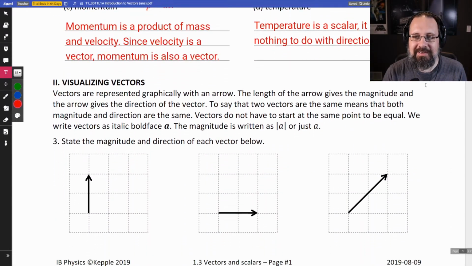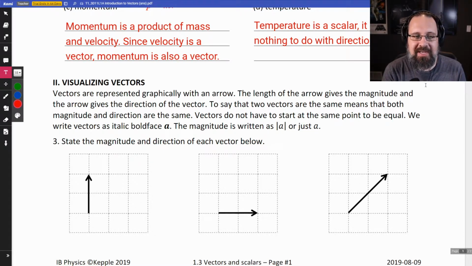Okay, moving on. Let's talk about how we visualize vectors. Vectors are represented graphically with an arrow. The length of the arrow gives the magnitude, and the way it's pointing, so like the angle, gives the direction of the vector. To say that two vectors are the same means that both magnitude and direction are the same. Vectors do not have to start at the same point to be equal.